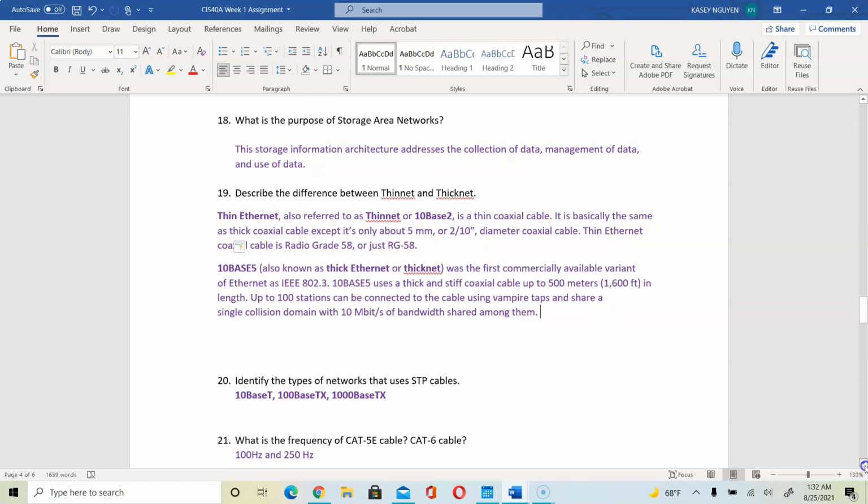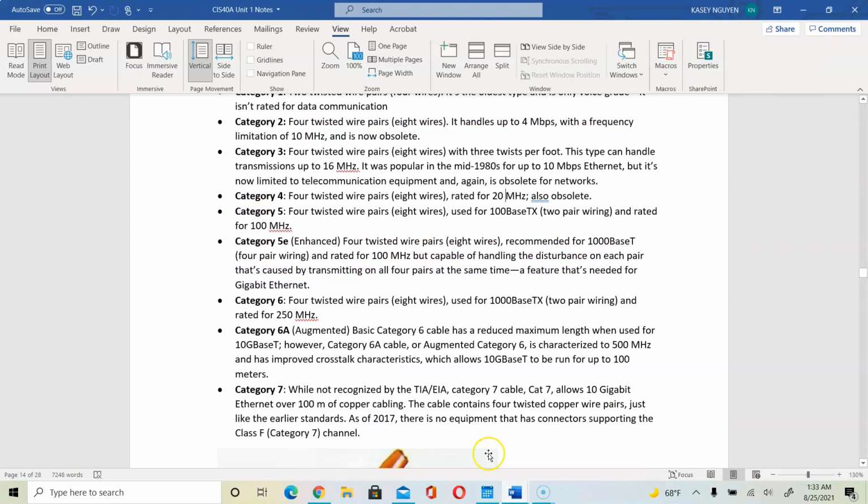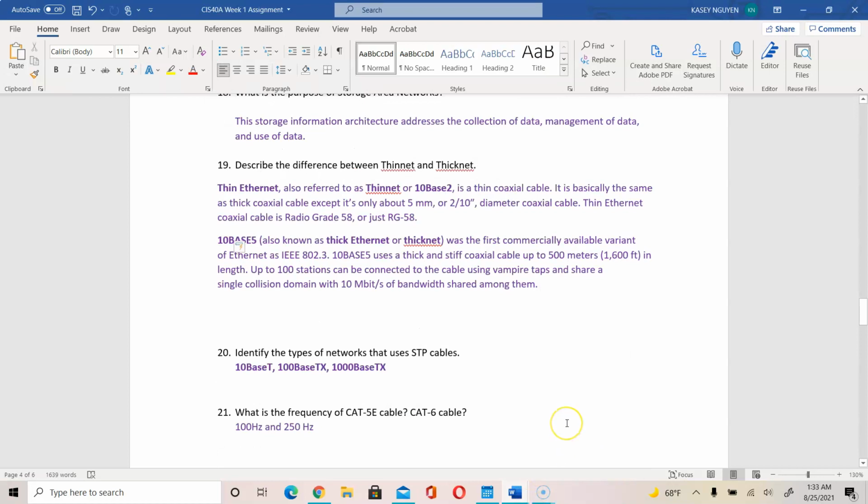The frequency for Cat5e and Cat6, you can find that in the notes on page 14 in this section here. And as you go through it, you will find that Cat5e is at 100 Hertz and Cat6 is at 250 Hertz.